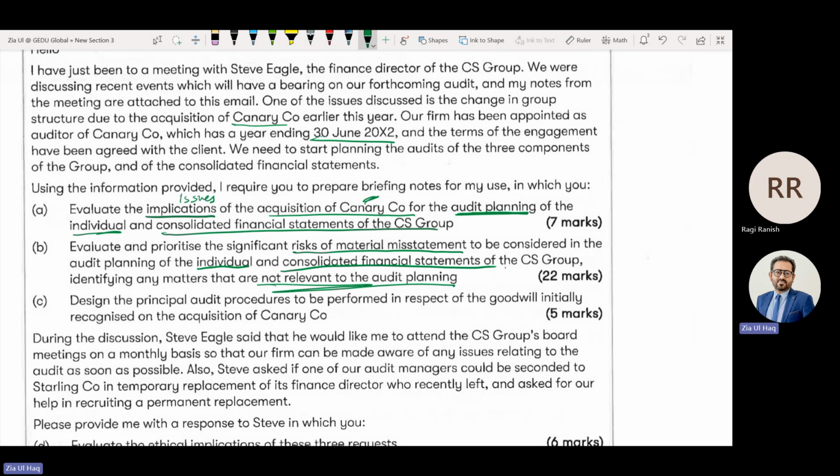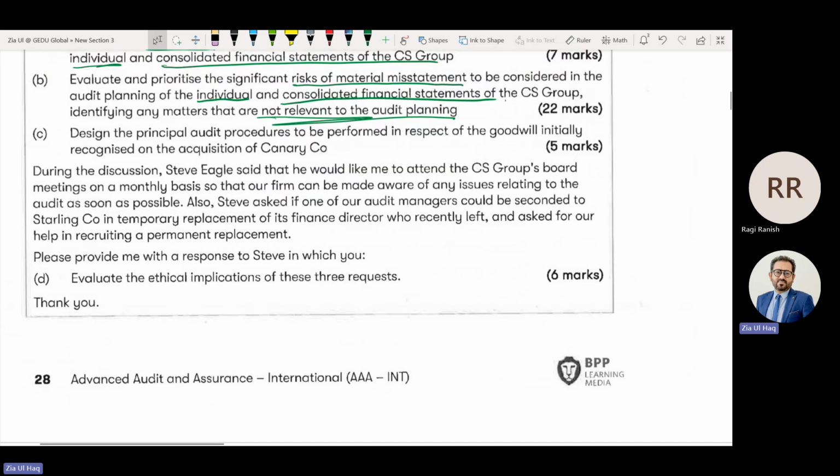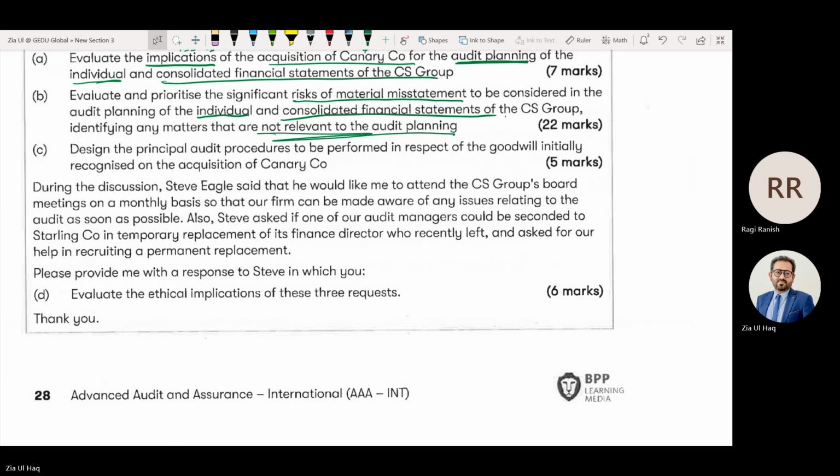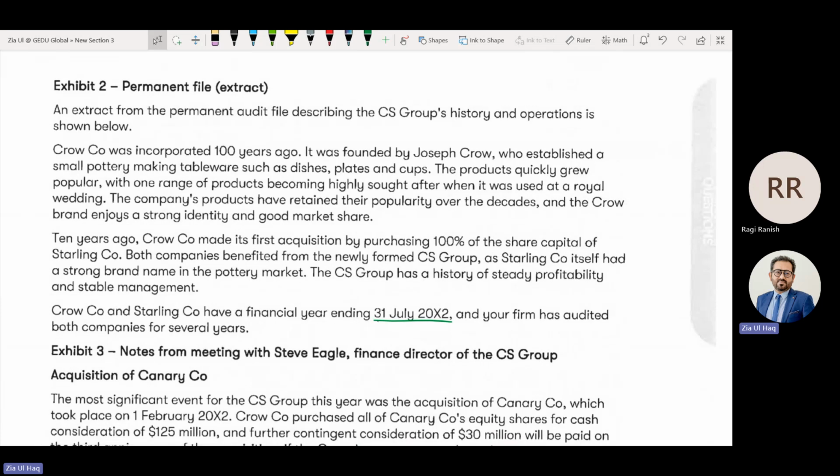So part C, we don't know what is part C. Even below part C, there is some information we will see later on. So we are moving towards discussing risks of material misstatement and any matters that are not relevant to audit planning. This means we need to discuss the materiality of each issue as well. So, Exhibit 2, permanent file extracts. An extract from the permanent audit file describing the CS Group history and operation is shown below.